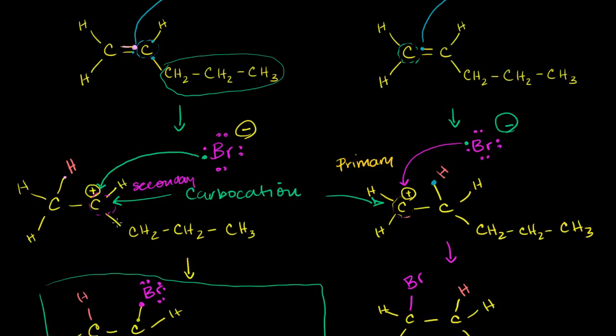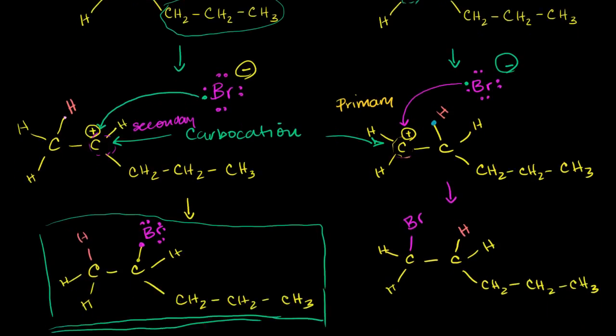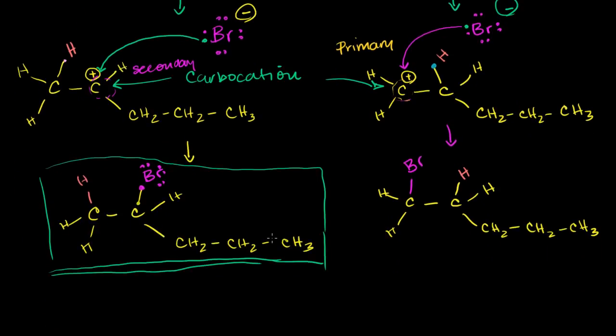Because it's secondary, it can kind of borrow electrons from some of its friends. It has more neighbors to borrow electrons than this one. And since this is more stable, this is more likely to happen. This is a more likely intermediate to have. This is a less likely outcome to have in general. And that's why you're more likely to get to this left product, the 2-bromopentane, than the 1-bromopentane.